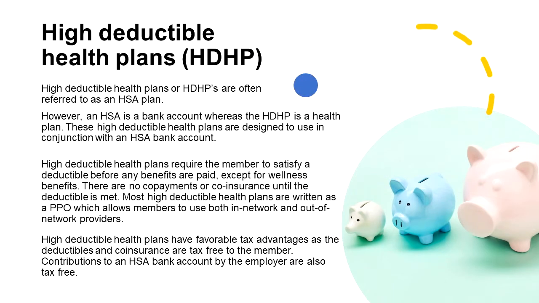High deductible health plans. High deductible health plans, or HDHP plans, are often referred to as an HSA plan. However, an HSA is a bank account, whereas the HDHP is a health plan. These high deductible health plans are designed to use in conjunction with an HSA bank account. High deductible health plans require the member to satisfy a deductible before any benefits are paid, except for wellness benefits. There are no co-payments or co-insurance until the deductible is met.